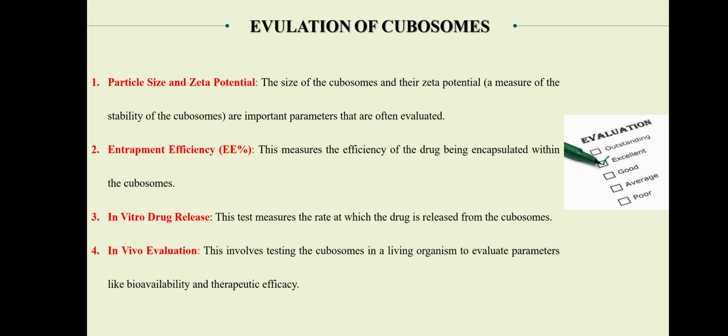Entrapment efficiency, the measure of efficiency of drug being encapsulated within the cubosomes, means how much amount of drug is encapsulated in the cubosomes. We can measure it from entrapment efficiency. Third one, in vitro drug release. This test measures the rate at which the drug is released from cubosomes, means how much amount of drug is released from cubosomes. We can measure it by in vitro drug release.